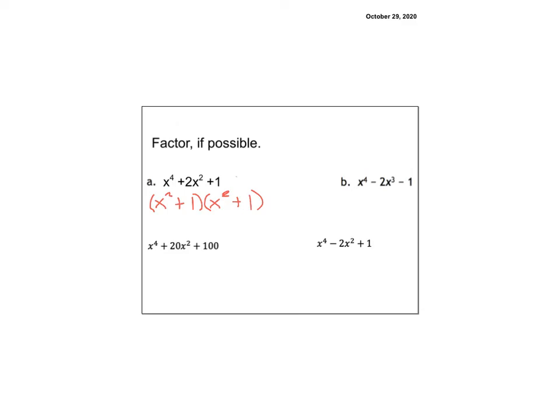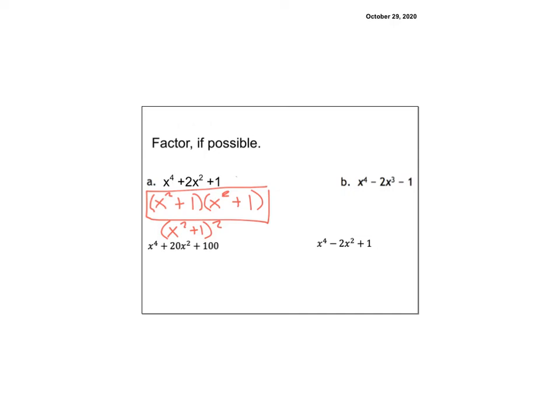So I have plus 1, and that's my factored form. Now you could also write this as x squared plus 1 squared. All right, so with this next problem, we have x to the fourth minus 2x to the third minus 1.